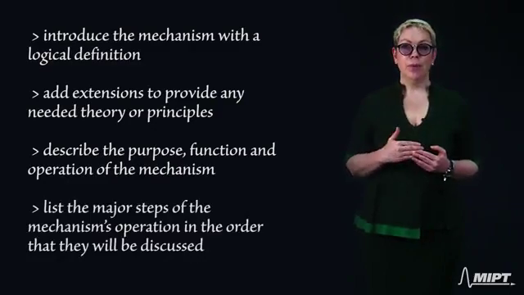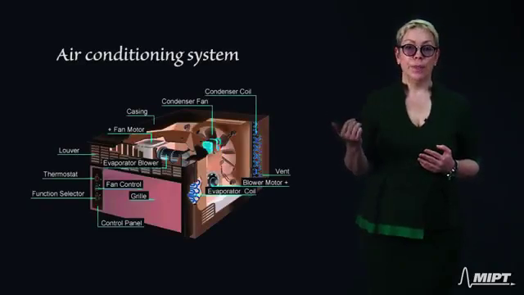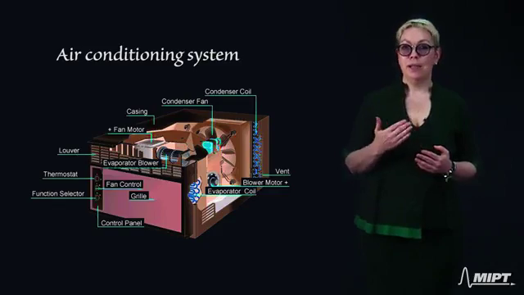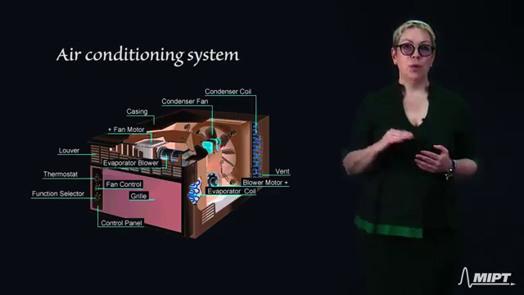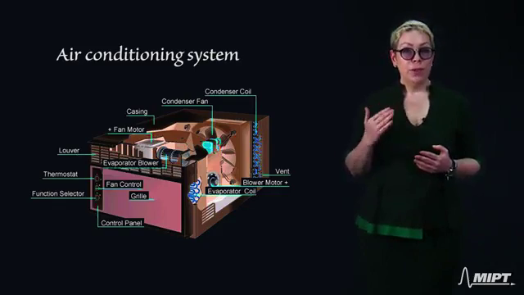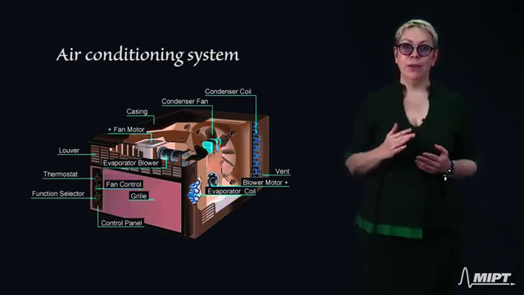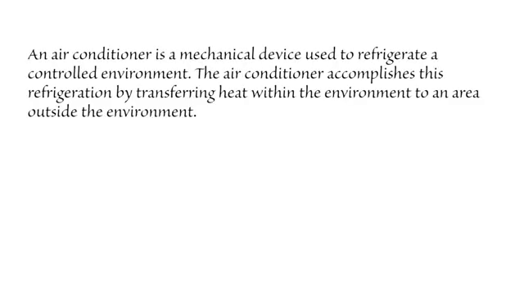Let's consider the following example: description of the process of the operation of an air conditioning system. The audience for this description is a general technical reader who does not have specific expertise in air conditioning, fluid mechanisms, or thermodynamics. Begin by introducing the mechanism with a logical definition, then add extensions to provide any needed theory or principles. An air conditioner is a mechanical device used to refrigerate a controlled environment. The air conditioner accomplishes this refrigeration by transferring heat within the environment to an area outside the environment.